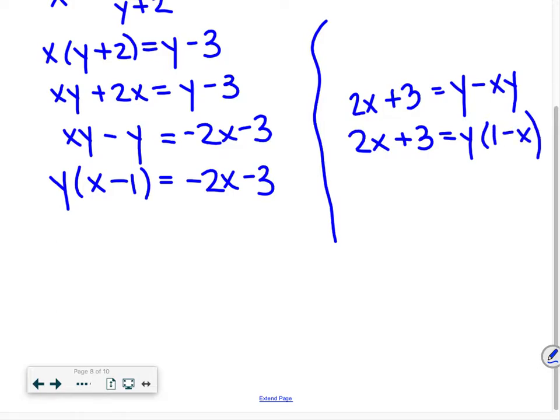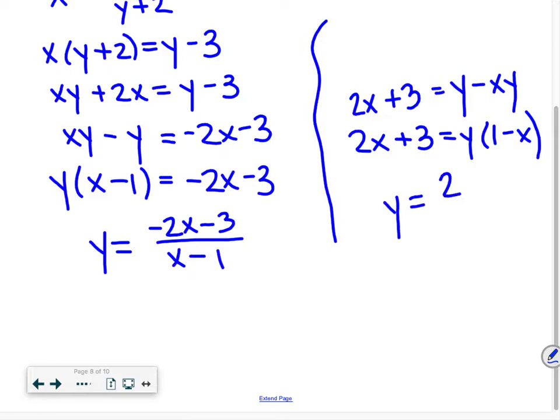Okay. And then y is being multiplied, so you would want to divide that factor over. While these two answers look slightly different, they are the exact same thing.